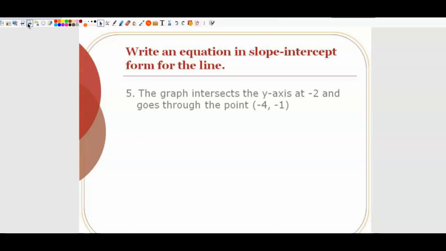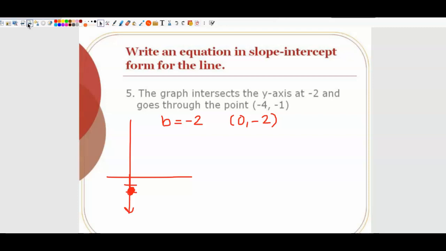Write an equation in slope-intercept form given that it intersects at negative 2. So it intersects the y-axis at negative 2. So that means that that is my y-intercept. So in standard slope-intercept form, that means that my b value is negative 2. That's the ordered pair 0, negative 2.